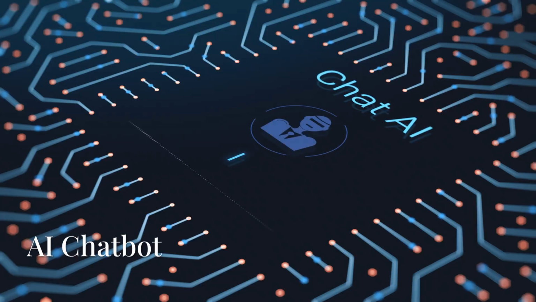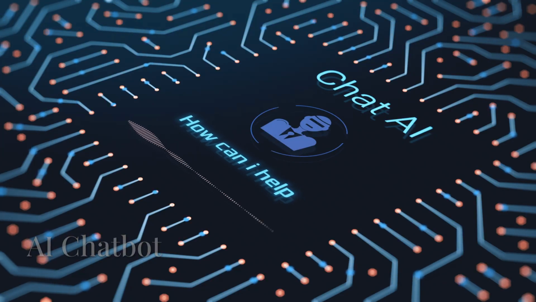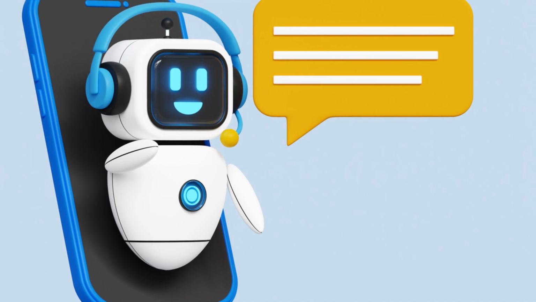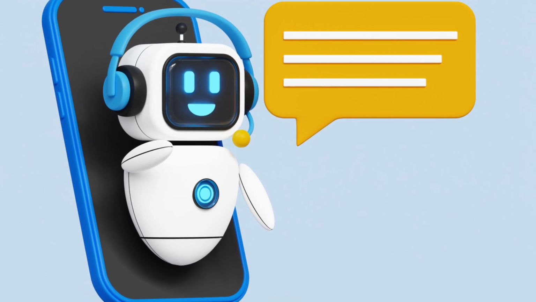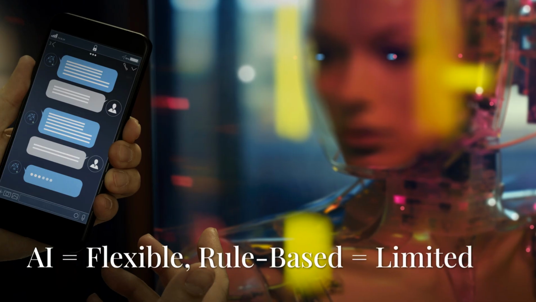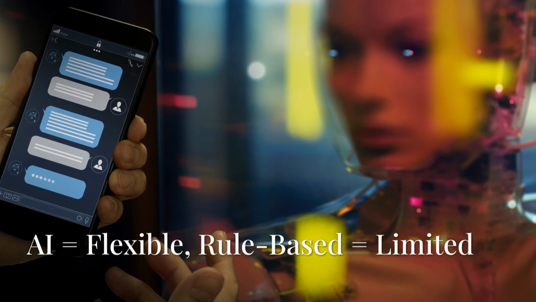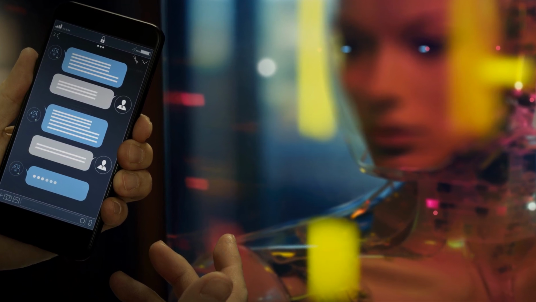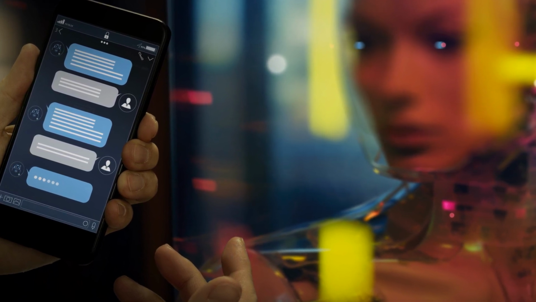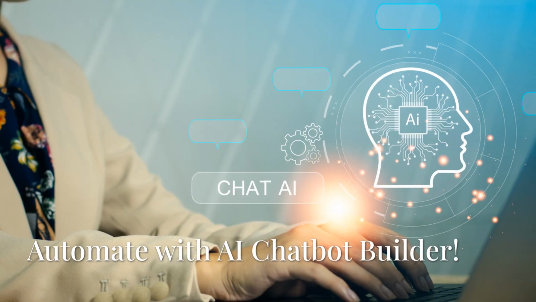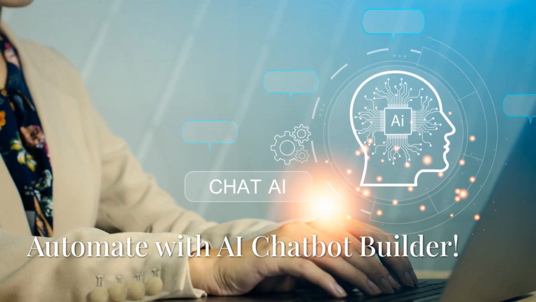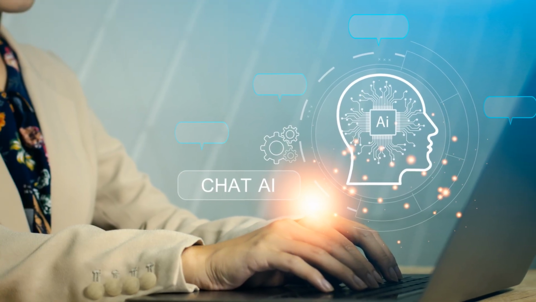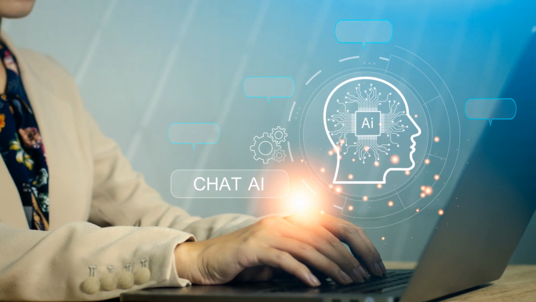AI chatbots, on the other hand, learn from data and can generate unique answers to open questions, making conversations more natural and flexible. The main difference? AI chatbots can interpret and answer open questions, while rule-based bots are limited to button-based replies. To automate and enhance your customer interactions, use an AI chatbot builder instead of building every step manually.